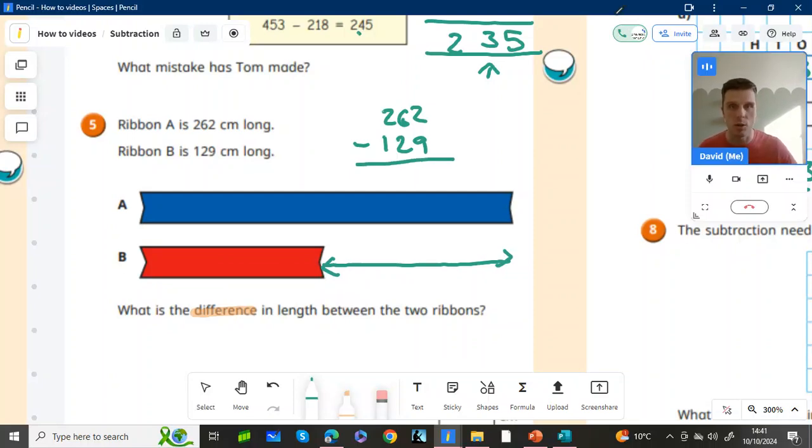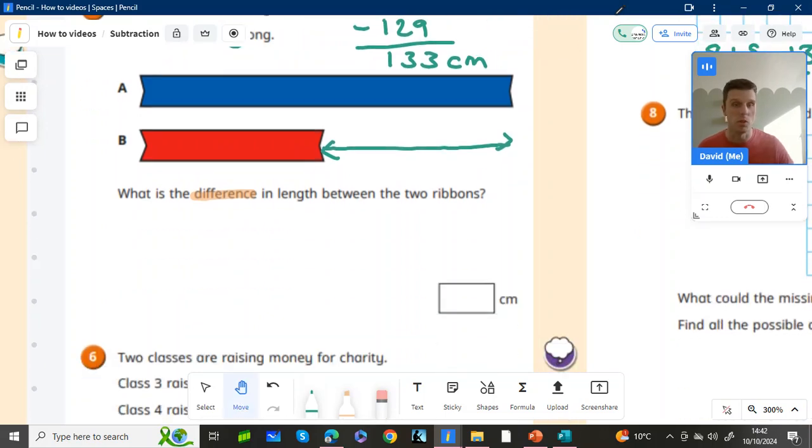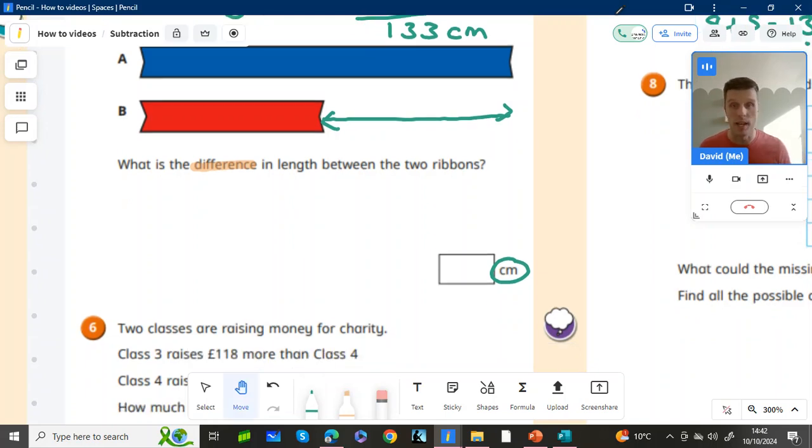I can't do 2 take away 9, so I do an exchange by reducing the tens by 1 and increasing the ones by 10. So now 12 take away 9 is 3. 5 take away 2 is 3, and 2 take away 1 is 1. Now, because this is stated units, we need to include the units in our answer. So it's 103 centimeters, okay? Which would have gone there anyway. This worksheet gives the units anyway, but it's good to remember to include them.